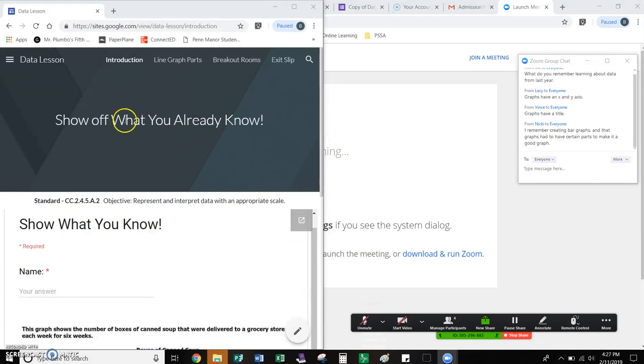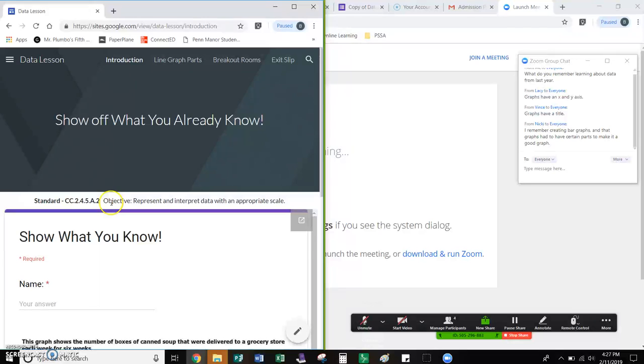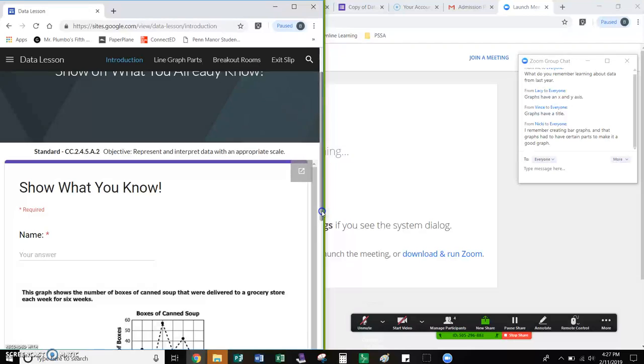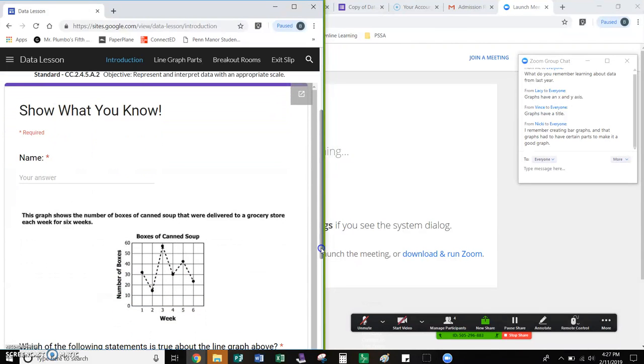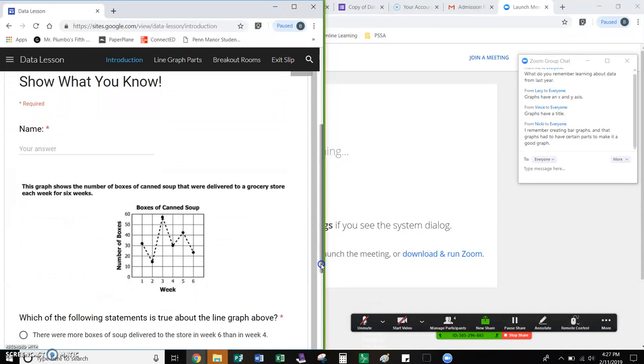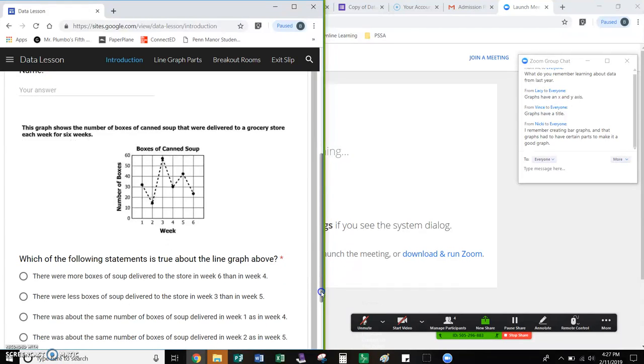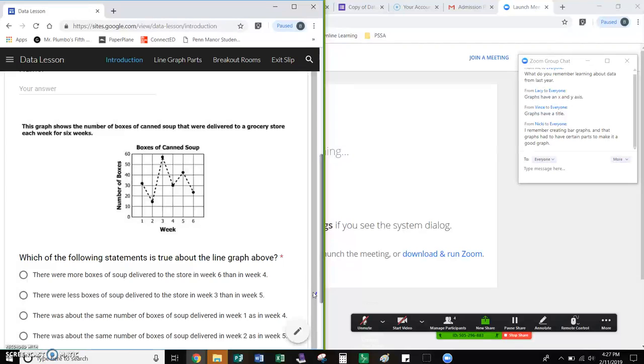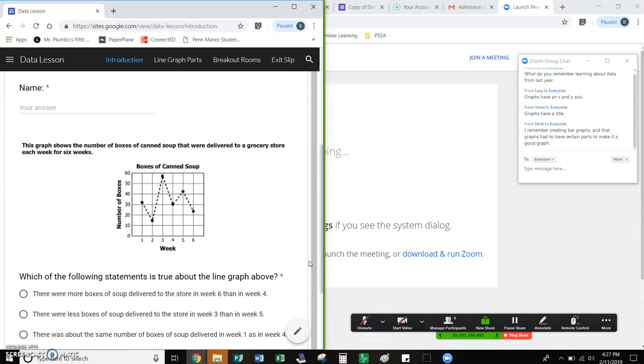Okay, so where we're going to start is with our introduction. You can see right here we have our objective. We're going to represent and interpret data with an appropriate scale today. We're especially going to be focusing on line graphs. So what I need you guys to do for me is show off what you already know. Type in your name, then go ahead and answer the multiple choice question to see if you already know how to interpret a line graph.